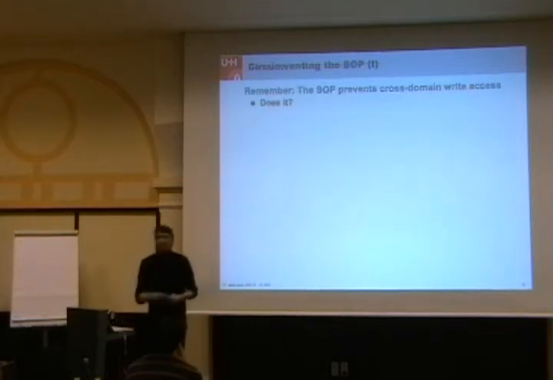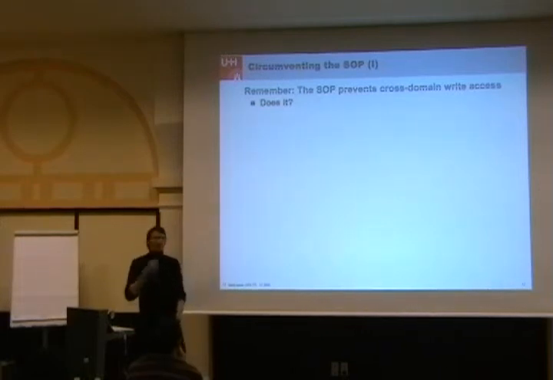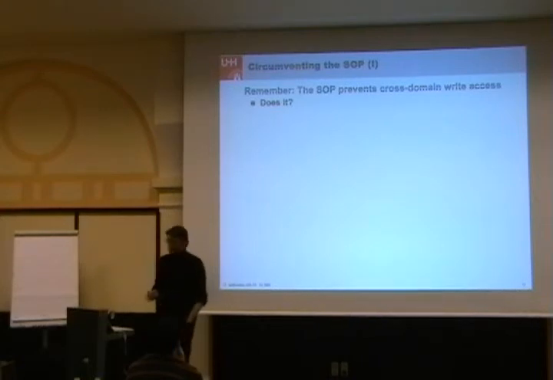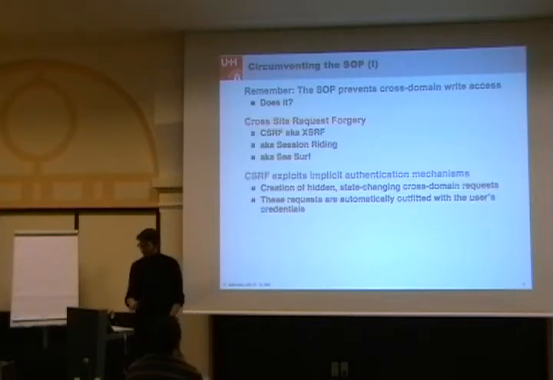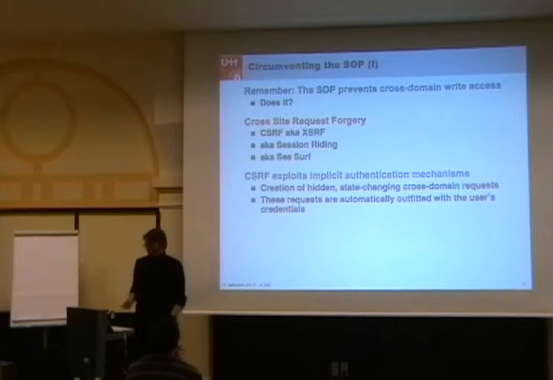So the same origin policy should prevent cross-domain write access. And with write access, in this context, I mean causing stateful actions on web applications. Yeah, and this is cross-site request forgery in its purest form, or the way it was documented years ago. So what cross-site request forgery is doing is it's creating hidden cross-domain requests inside the browser without the user's consent or knowledge.